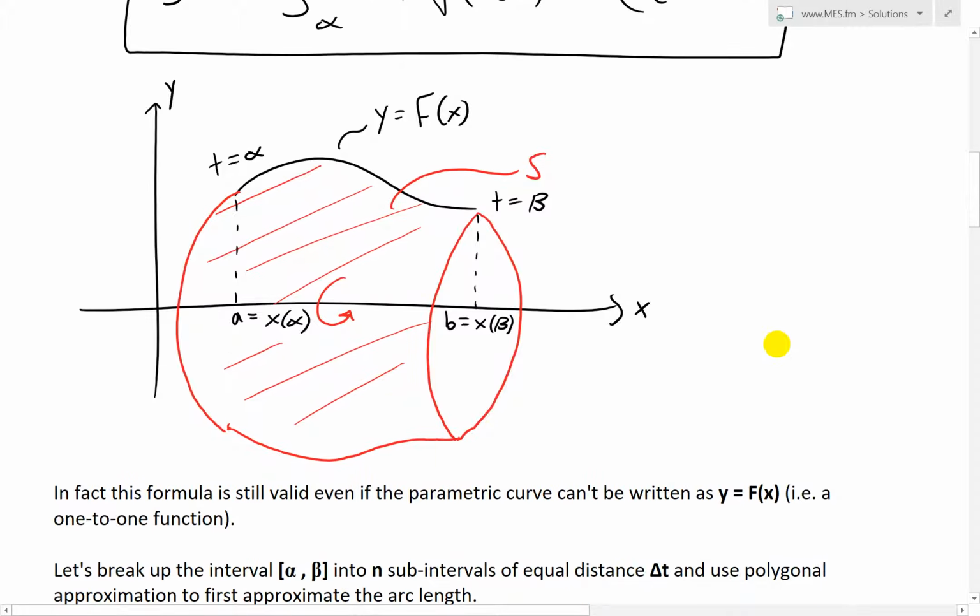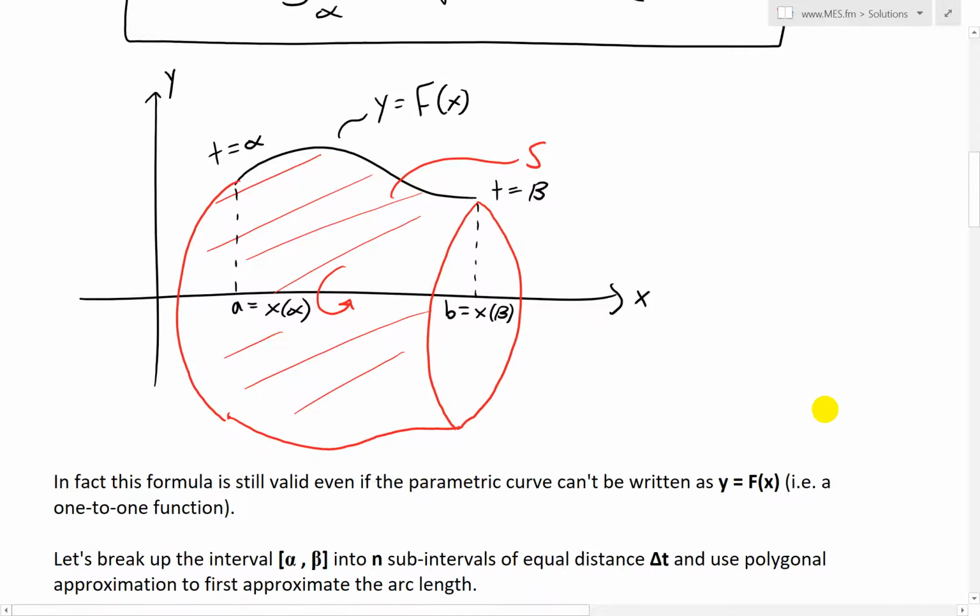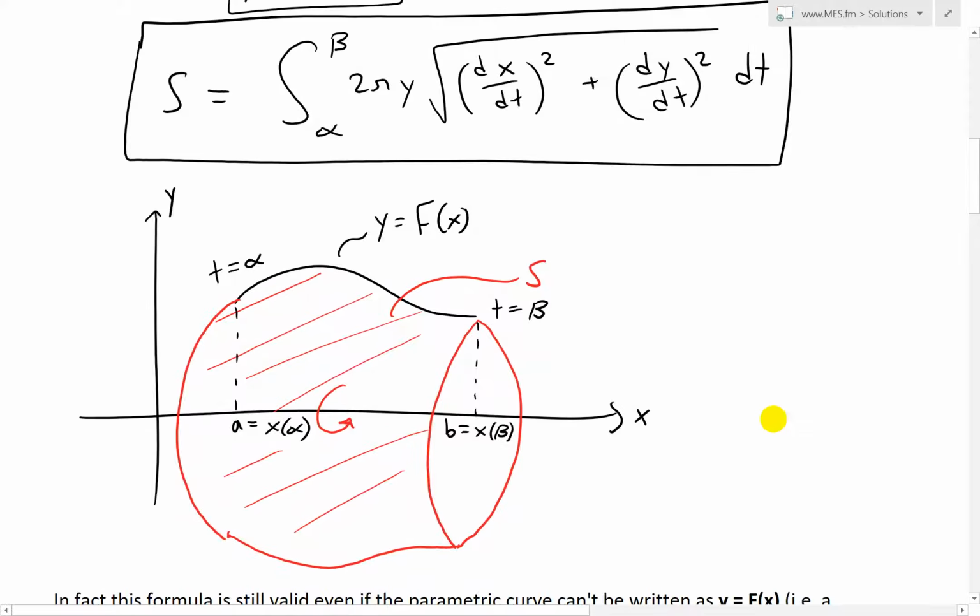And here's just a visualization of what I mean by surface area. We take this function y equals f of x from here to here in parametric form. t is equal to alpha at this point, and t is equal to beta at this point, which corresponds to x equals a here and x equals b there, where x is just a function of t. Then when we rotate this about the x-axis, we get a 3D shape that looks like this, and the area on the outer surface is S. That's our S, and that's the formula there.